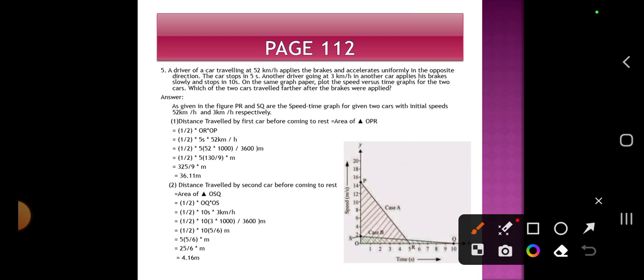Now for the second car, the distance traveled by the second car before coming to rest, that is we have OSQ. Here you can see OSQ. This is the shaded part we have to calculate.